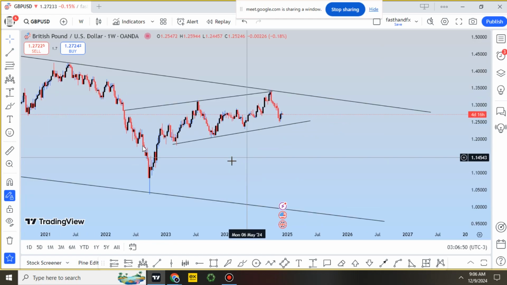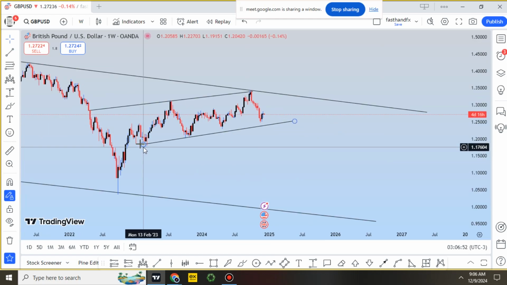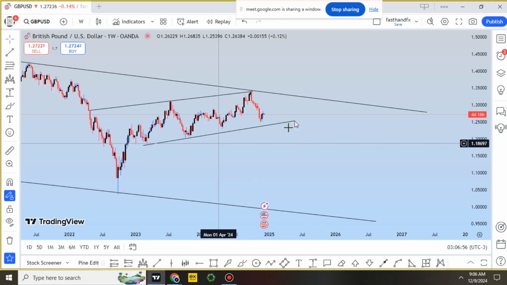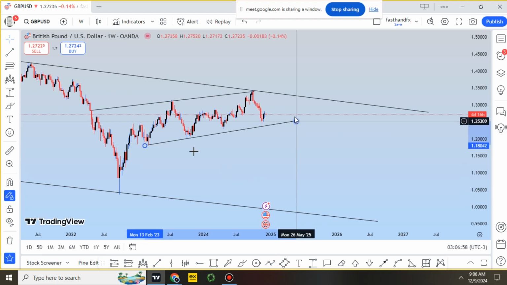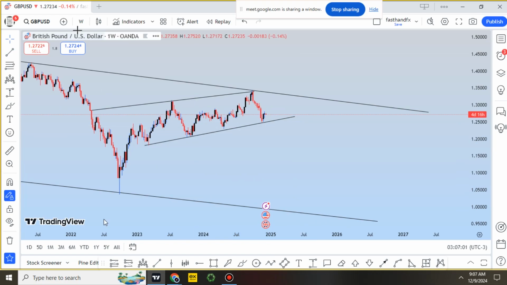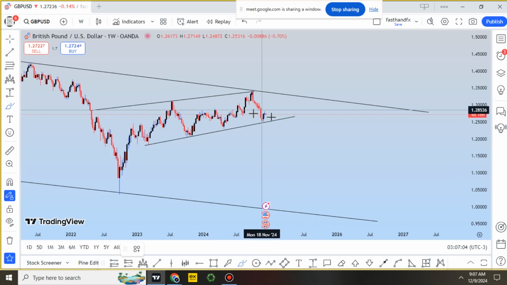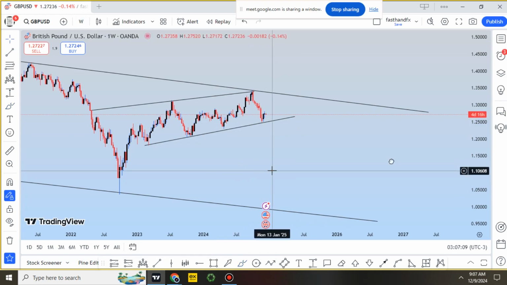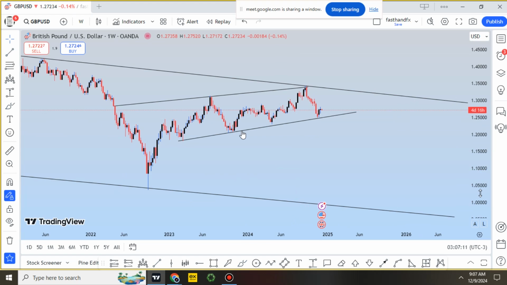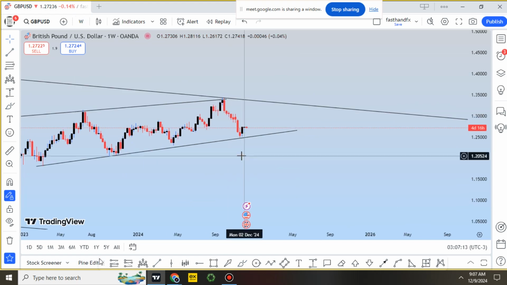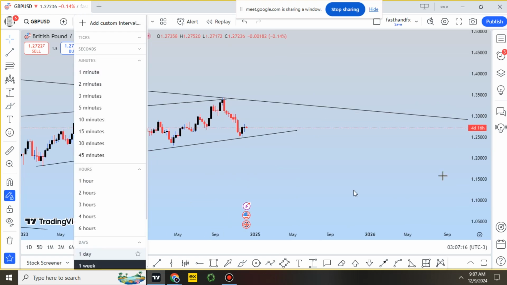Now we need to understand around our certain support level. So let's just adjust this. Remember, we're still on the weekly time frame. So if we go to the daily, we need to understand how price is approaching this support level right there, because right now we are currently at a support. So we still anticipate some buying pressure. So let's go to the daily.